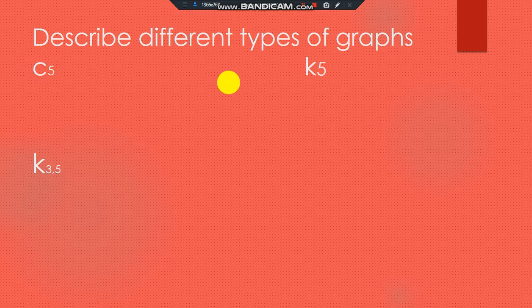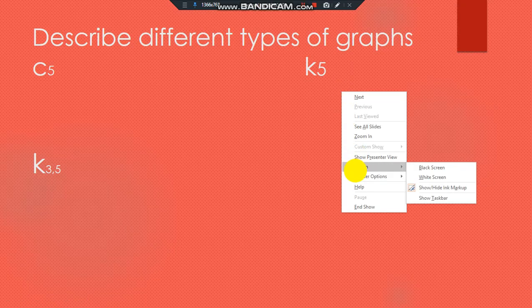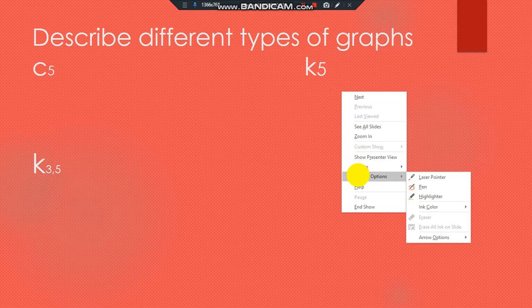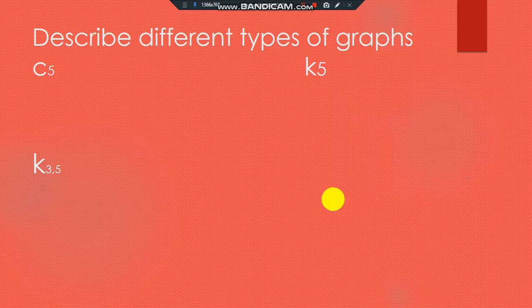Now let me draw the graph for that. Okay, now I will take a graph, and I will take ink color white. So C5, how is it drawn? The edges should be 5: 1, 2, 3, 4, 5.